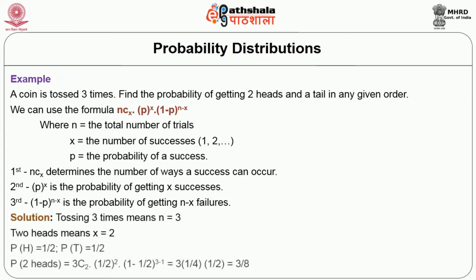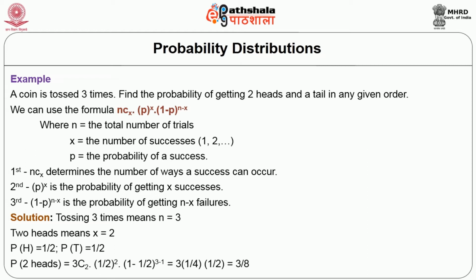So now let us have the solution, how we can get it. First, you are going to toss 3 times, that means n, the number of trials, is equal to 3. So your result, you have to get 2 heads, so let us assume head as x is equal to 2. So probability of head will be half, probability of tail will be half, because we know that total probability should be equal to 1. So when head and tail is there, head will be half and tail will be half.